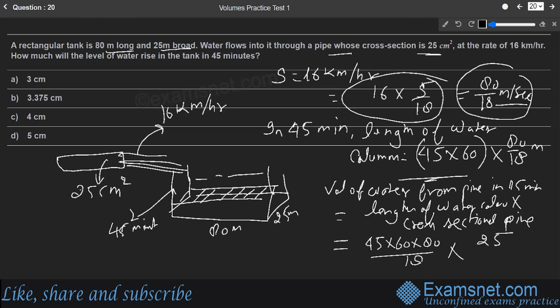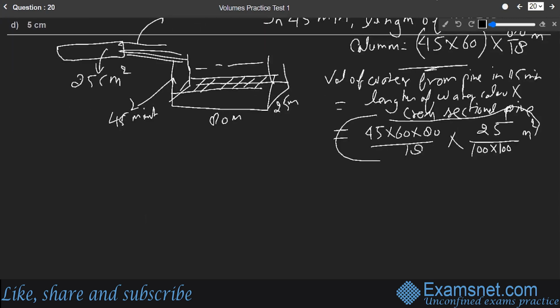Let us convert that into meter square by dividing it by 100 and 100 for the centimeter squares. So it has to be 25 by 100 by 100 meter square. So this is the particular volume of the water coming out from the pipe. Now, on the other side, we have the dimension of the tank. So let's say there will be a rise of h meter in the water tank because of this water flow.